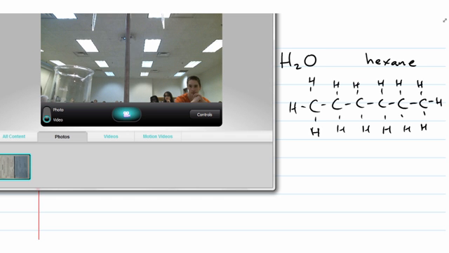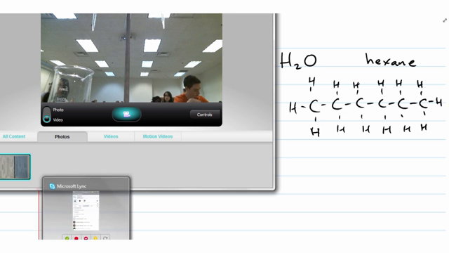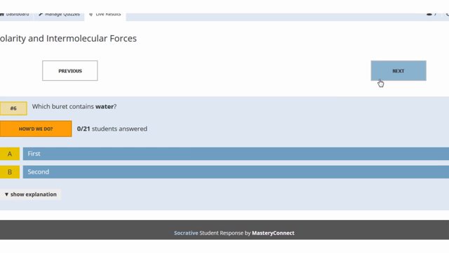So, first question here is this, and this is the Socrative app. Which burette contains the water? The first one, in which there was no attraction, or the second one, in which there was an attraction?